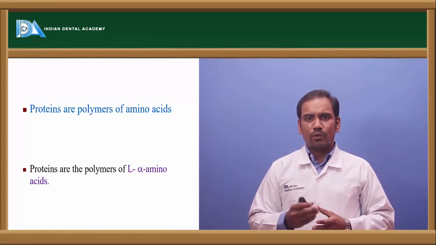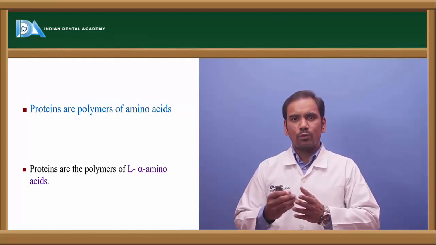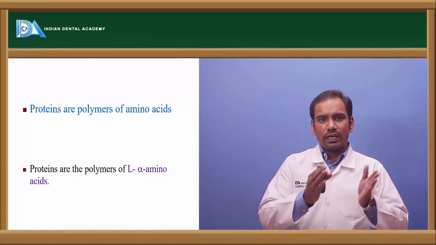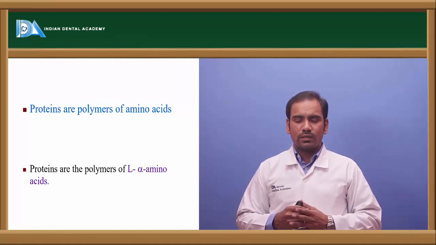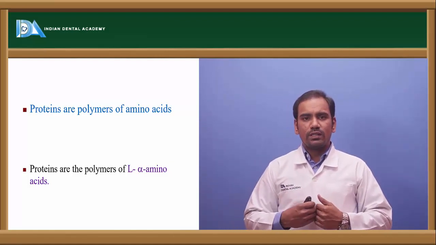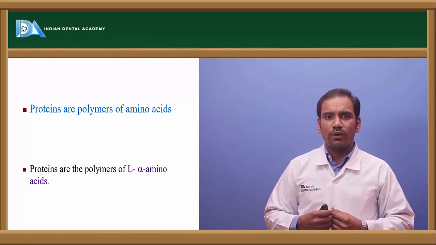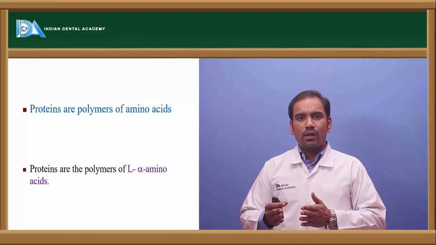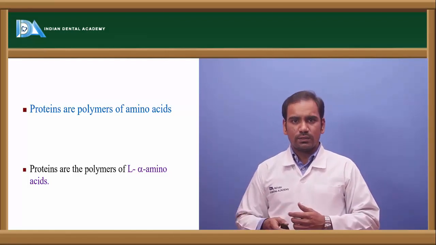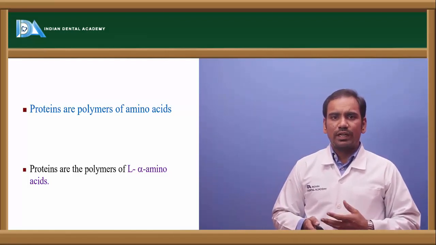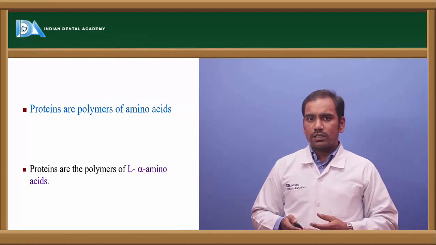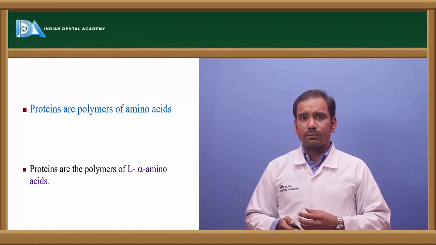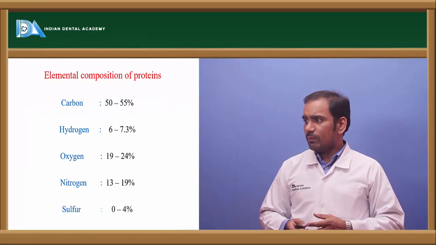Basically, the amino acids in a protein are of L type. We have two types of amino acids based on the orientation of the amino group: D amino acids and L amino acids. In the proteins in our body, all the amino acids are of L type. So this is how we can define proteins: as polymers of L-alpha amino acids.